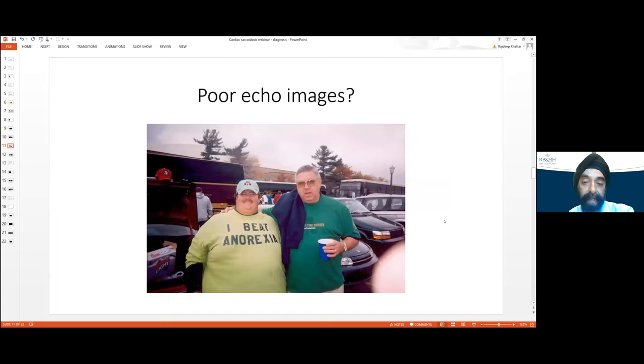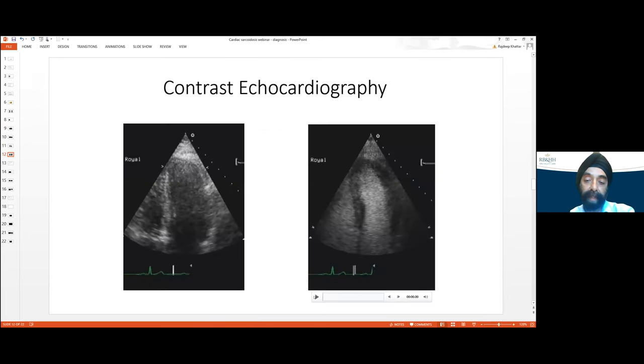It's been said that patients who are particularly overweight have difficult echo images. That can be true, obviously, because the heart is further away from the chest in such patients, but we can overcome that now with the use of contrast agents. So here you can see the myocardium is very well lit with the contrast agent in the cavity, compared to the image here where the heart muscle is actually quite fuzzy and difficult to determine how well it's contracting.